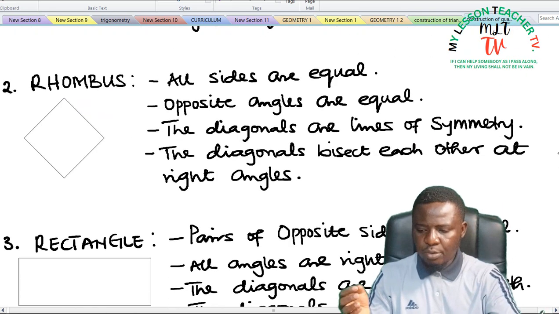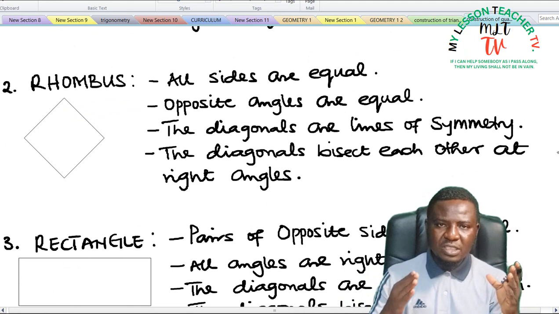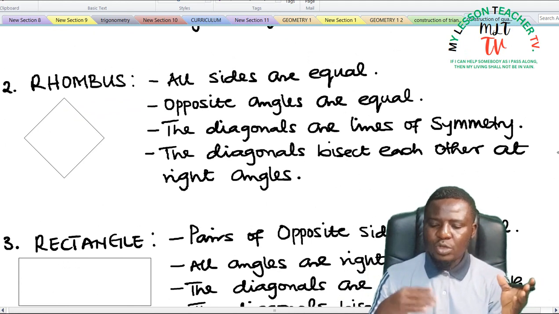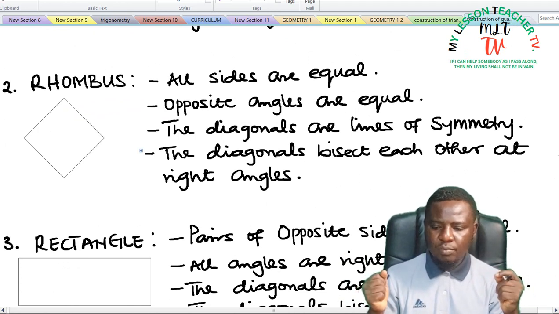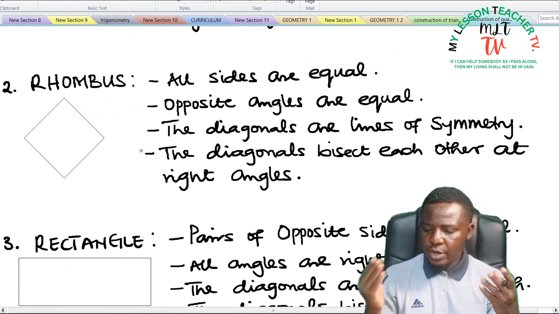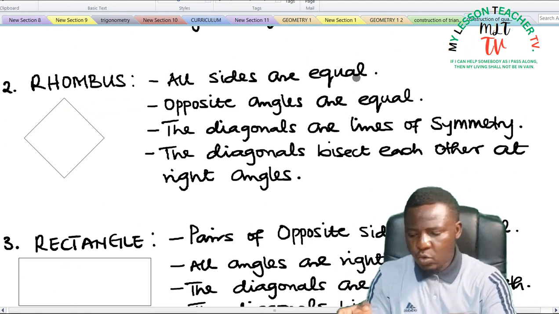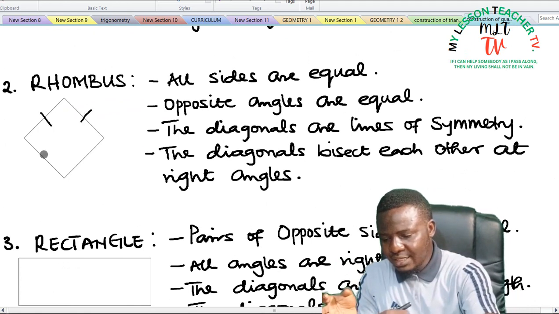Next is rhombus. A rhombus is said to be a four-sided plane shape with all four sides equal. Now, what are the features or properties of a rhombus? One, all sides are equal, so you may see it like this.